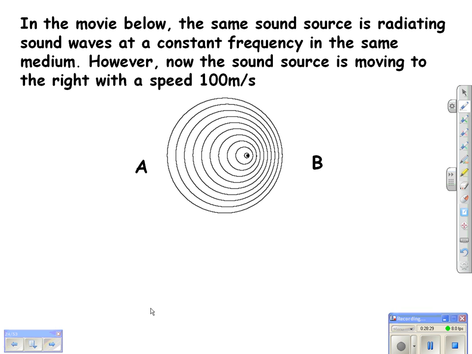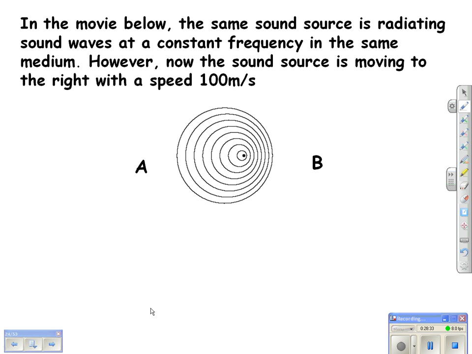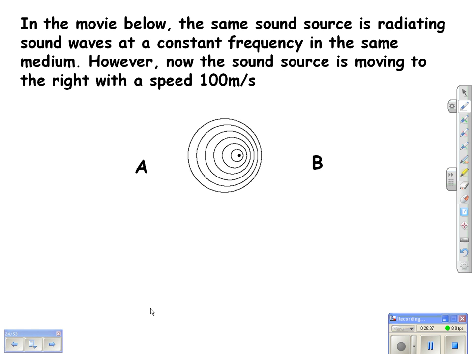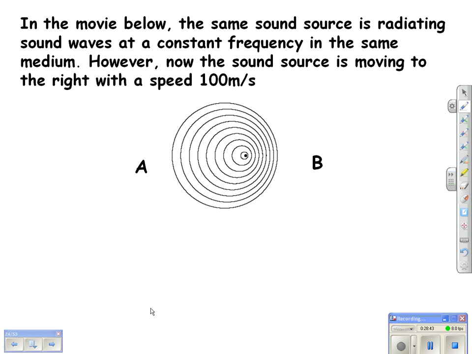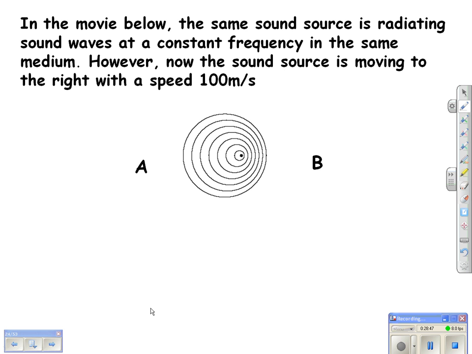In the movie below, though, the same sound source is now radiating sound waves at a constant frequency in the same medium. However, the sound source is moving to the right with a speed of 100 meters per second. Which one do you think is going to hear a higher pitch? A or B?